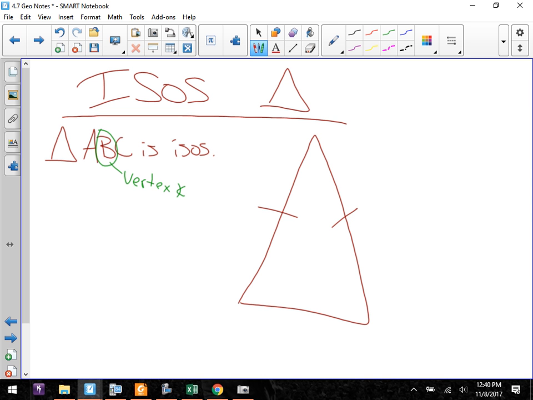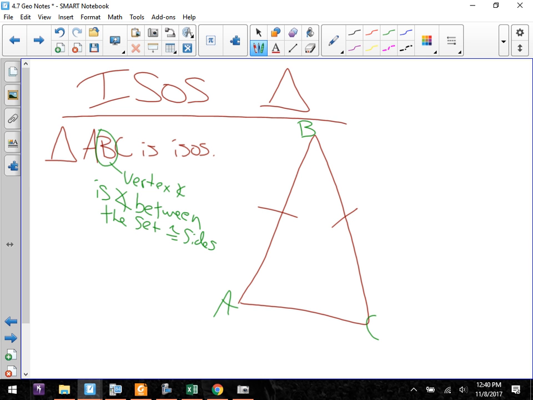The vertex angle is the angle between the set of congruent sides. And that means your A and C are here.